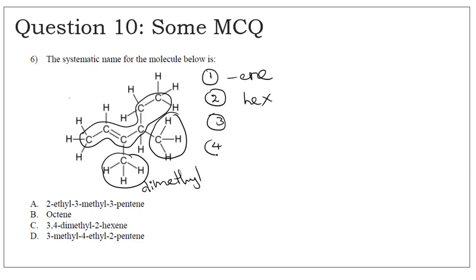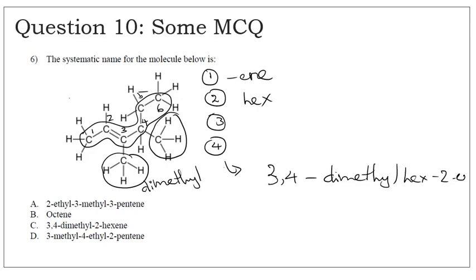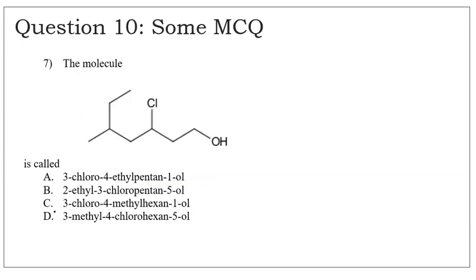And step 4, I am going to number my longest carbon chain. So what are we looking at? 2, 3, 4, sorry, dimethyl hex 2 ene. 3, 4 dimethyl 2 hexene. Now this is the old notation, but that's fine. 6, 7. Okay, we're looking at this.